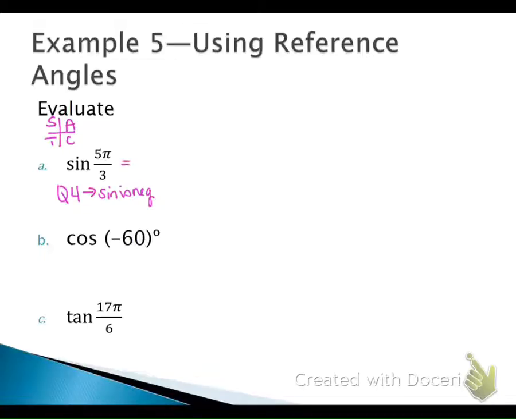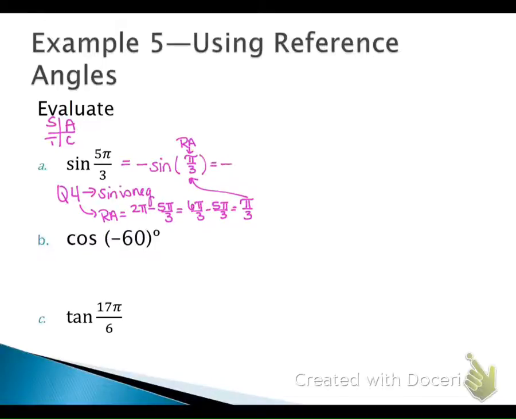So I can say this is equal to the negative sine of, and right here, I'm going to put that reference angle. How do I find the reference angle? If it's in quadrant 4, remember the reference angle is going to be equal to 2 pi minus our angle. So get that common denominator, which is pi over 3. So I'm going to plug that in right there. So I'm looking for negative sine of pi over 3.